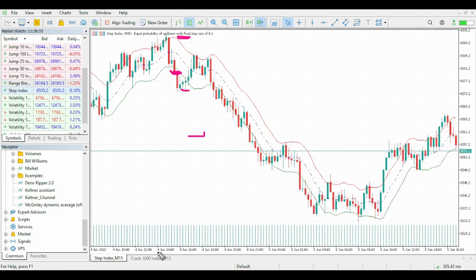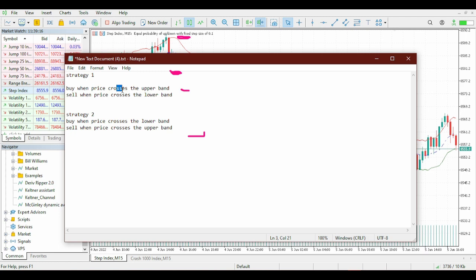So now let me summarize the first strategy. You buy when price crosses the upper band, and for this you need to follow a rule. You have to make sure that price is actually in an uptrend, okay. Then you sell when price crosses the lower band, and you have to make sure that price is actually in a downtrend, okay.